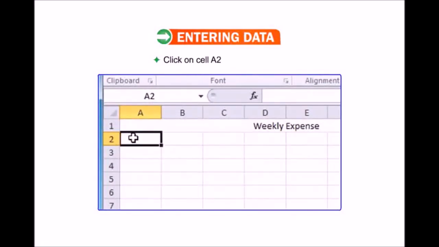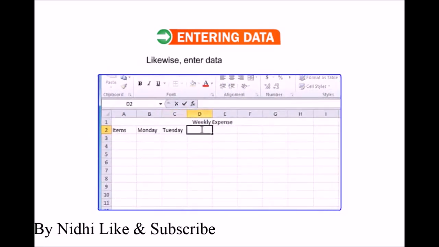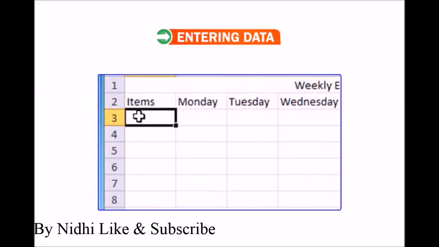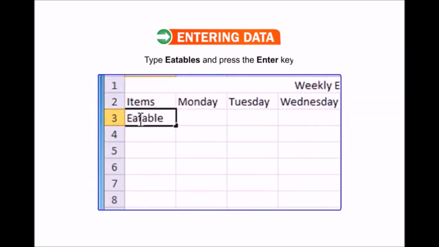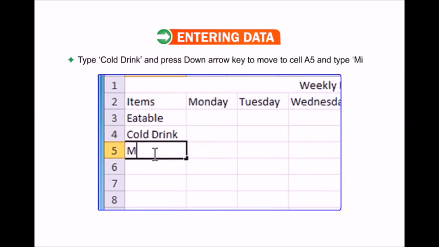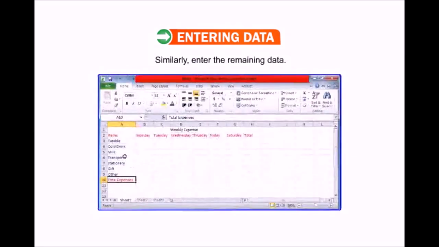Click on cell A2 and type Items. Press the right arrow key. Type Monday in B2 and Tuesday in C2. Likewise, enter data in the rest of the cells. Click on cell A3. Type Eatables and press the Enter key. The cell pointer shifts to cell A4. Type Cold drink and press the down arrow key to move to cell A5 and type Milk. Similarly, enter the remaining data.